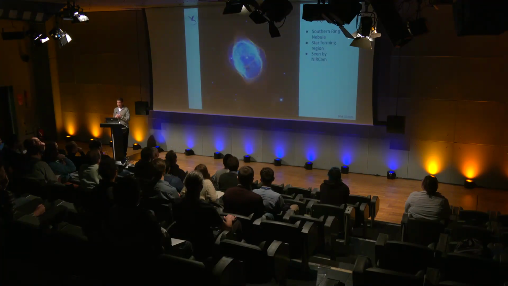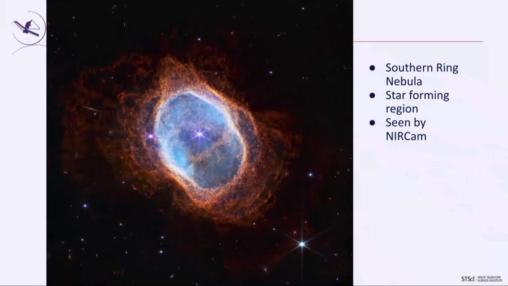This is obviously not made by JDAVIZ, but this is an opportunity to just show a nice space image. This is the Southern Ring Nebula, and you can see some color composite happening here. This is done by the Office of Public Outreach at Space Telescope. They use a lot of specialized tools to get it to look like this.